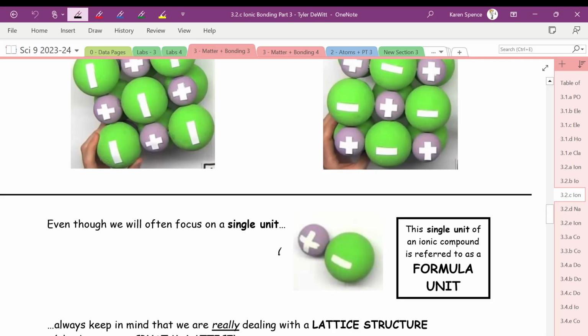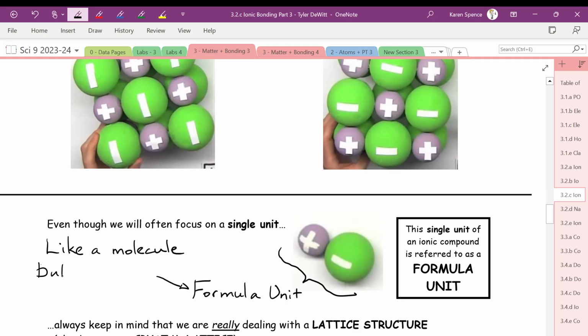So this thing here is called a formula unit. And because it's grade 9, you can just think of it like a molecule, but for an ionic compound.